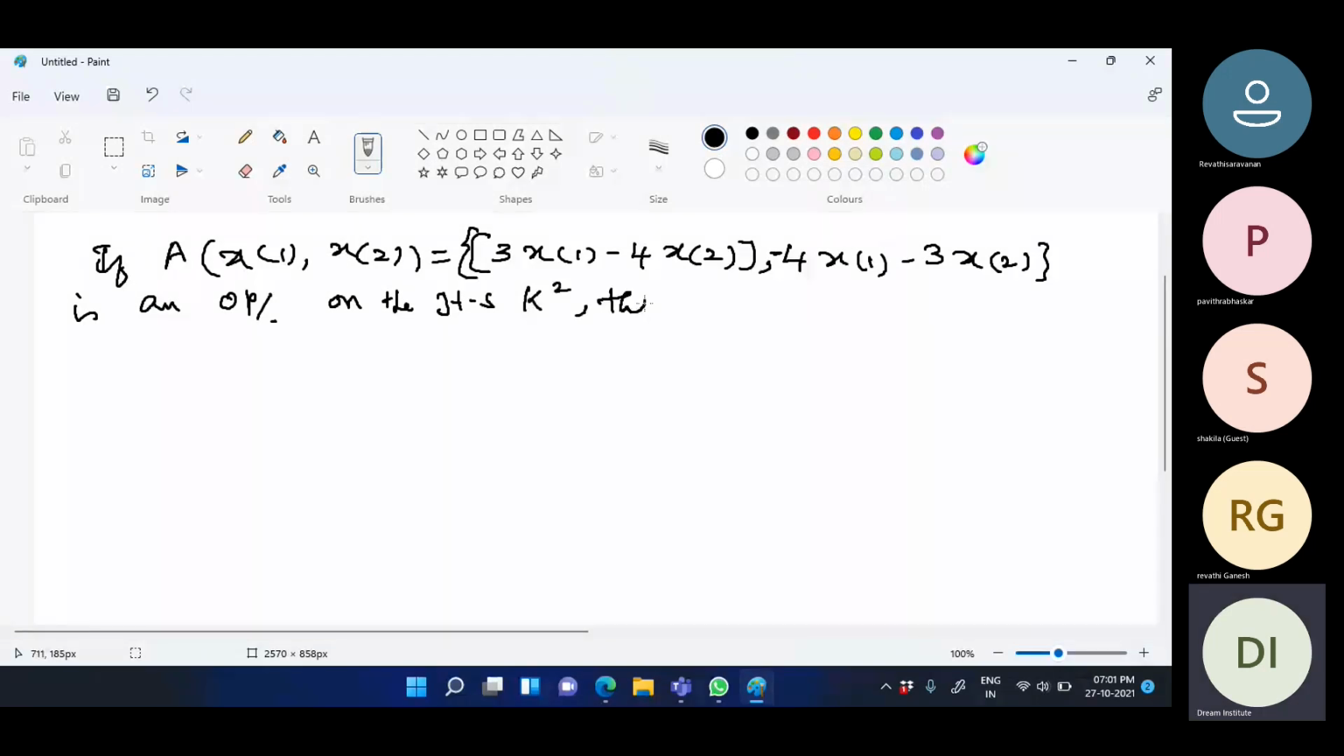Then the spectral radius. They are asking spectral radius, not the spectrum. Spectral radius where, spectrum where. Know the difference between these two correctly.